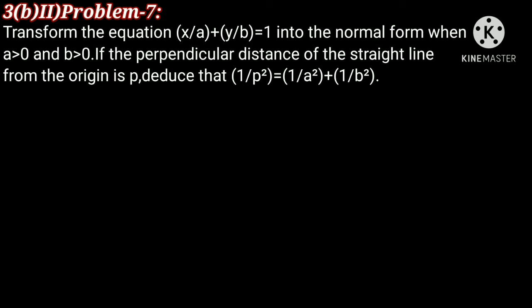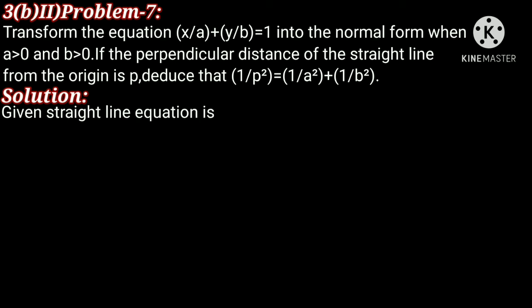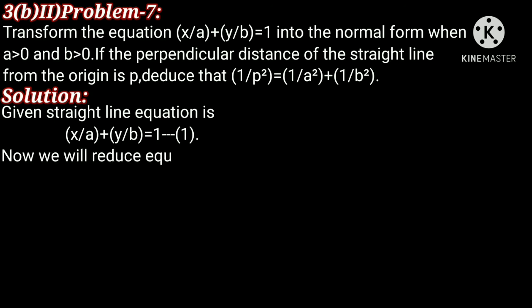In this problem, we have to reduce the given equation into normal form, and then the perpendicular distance of the straight line from the origin is p. Then we will deduce the given condition. Now we will solve the problem. Solution. Given straight line equation is x by a plus y by b equal to 1. This is equation number 1. Now we will reduce 1 into normal form.